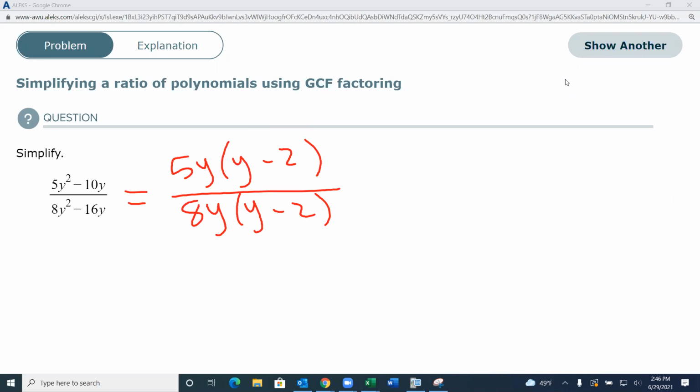Well, they don't have anything in common except they both have a y. And they both have a y minus 2. And so this just simplifies to 5/8, and that's it. So factor out the GCF and cancel the factors that you can.